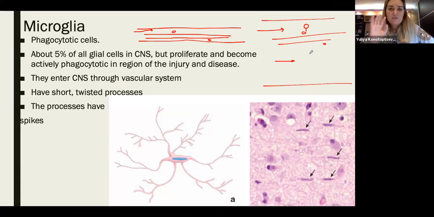Okay, microglia are phagocytotic cells. Nothing interesting. We almost never see them because just 5% of them are present there. They have super short twisted processes. Processes have spikes, whatever.